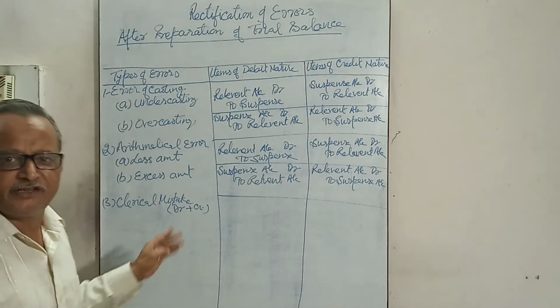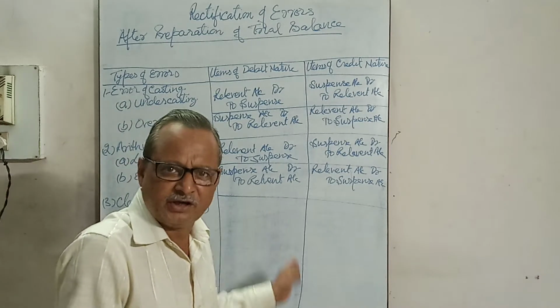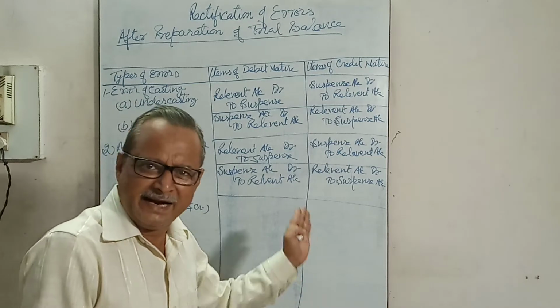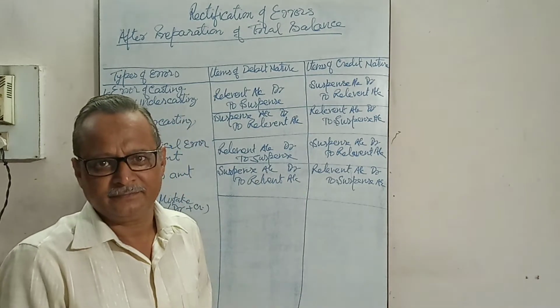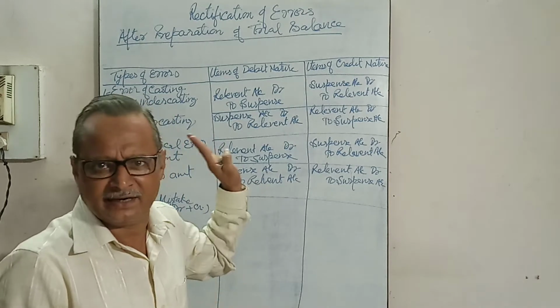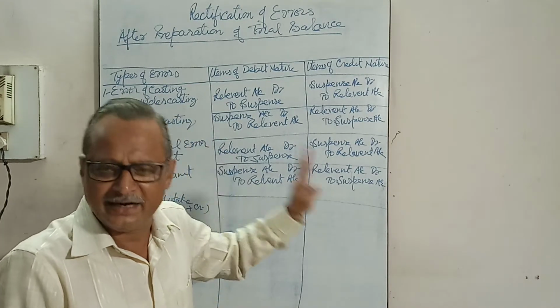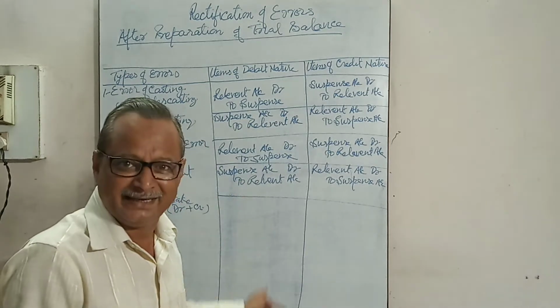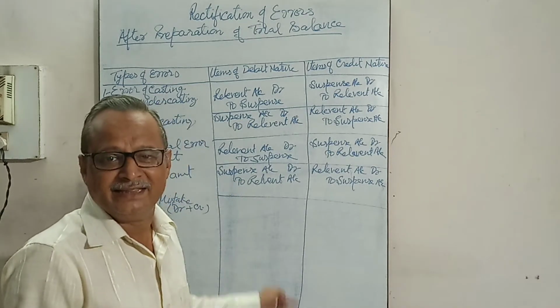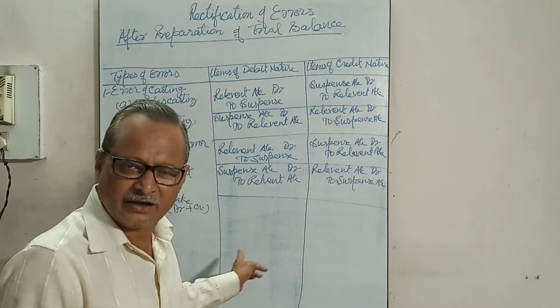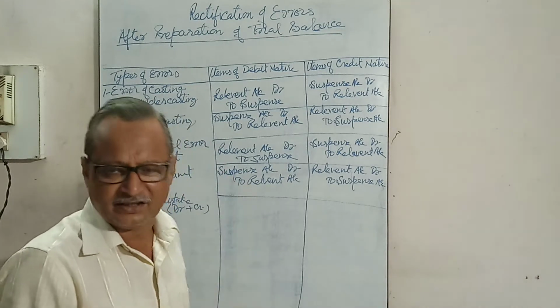Clerical mistake here means an error of commission, when the posting is made in the wrong side or in the wrong book. If the journal entry is made in the wrong book, that is called a double-sided error. But if it is made on the wrong side of the correct account, then it is called a clerical mistake. It will affect the trial balance.